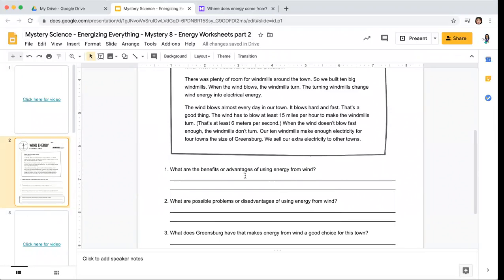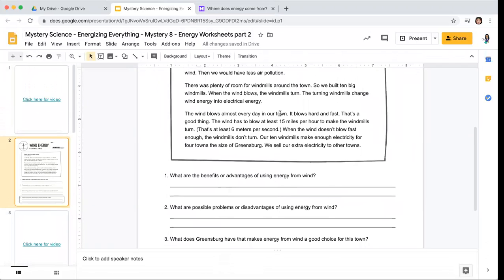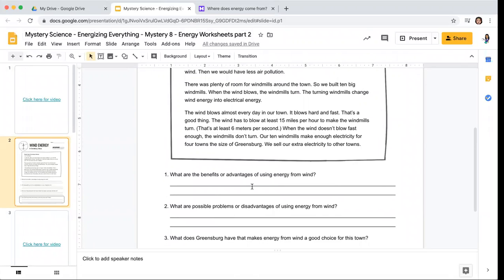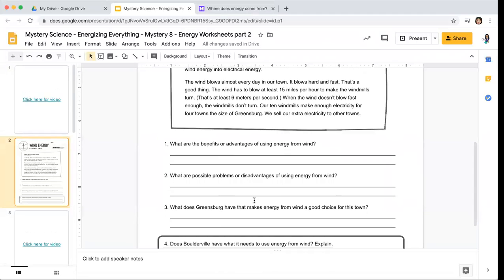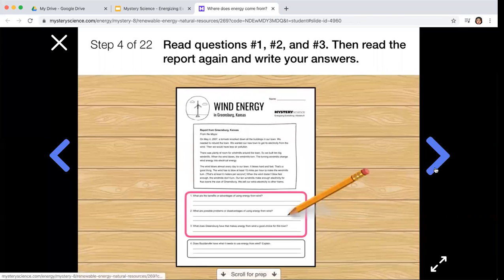What are the benefits or advantages of using energy from the wind? So looking at what the mayor had said in the letter, what is the advantage or benefit of wind energy? Number 2, what are possible problems or disadvantages of using energy from wind? So what would be a problem of using wind energy? And number 3, what does Greensburg have that makes energy from the wind a good choice for this town? Why would choosing wind energy be good for them? When you're done answering that, then you continue with the video.